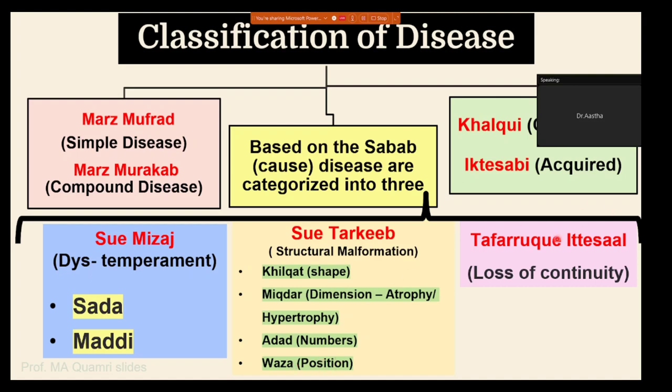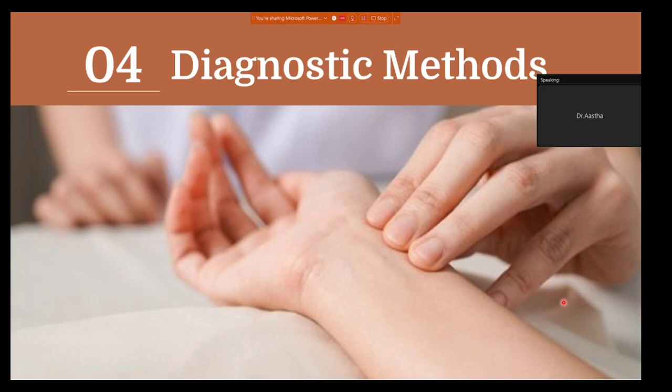The third category, based upon the cause, is tafarruq ittisal, meaning loss of continuity. This could be the result of mechanical injury or a sequela of a bodily phenomenon. The best examples of tafarruq ittisal, loss of continuity, are inflammation, warm wounds, lacerations, injuries, etc. This is one way of understanding the classification of different diseases in Unani Medicine.